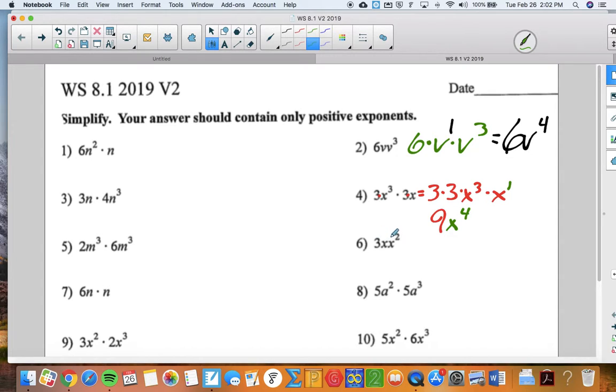Number 6. Again, this x right here in the middle is the same as x to the 1. If there's a missing exponent, it's a 1. So then x to the 1 times x to the 2 is x to the 3. And this coefficient of 3 we just bring down.